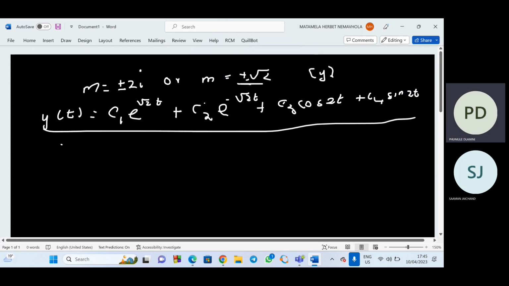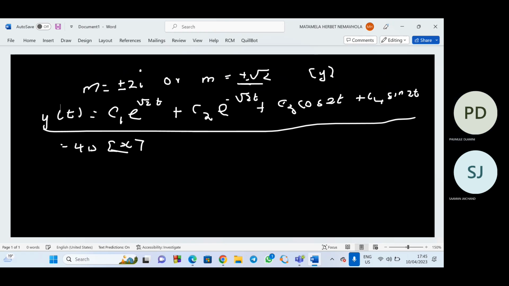Our equation 2, remember, is minus 4Dx plus in brackets D squared plus 2. Let me just write it down. We are going to substitute this equation in equation number 2, which was minus 4Dx plus in brackets D squared plus 2.